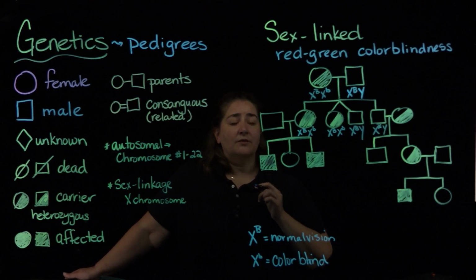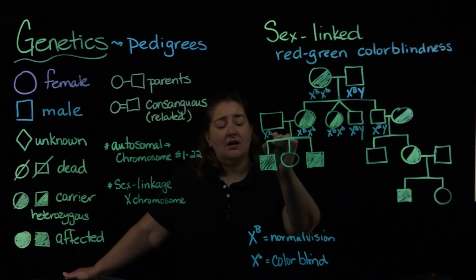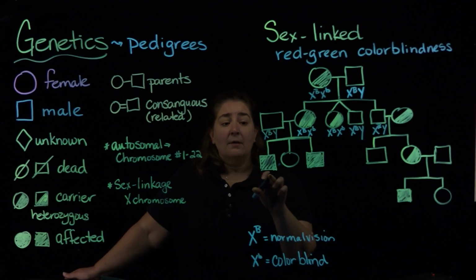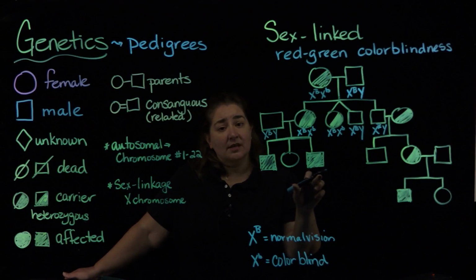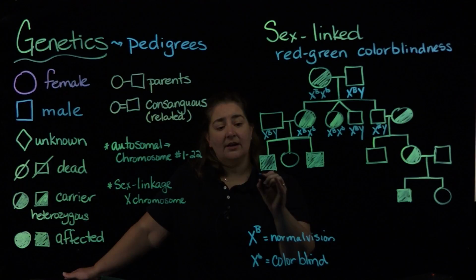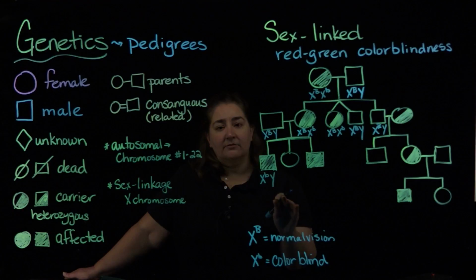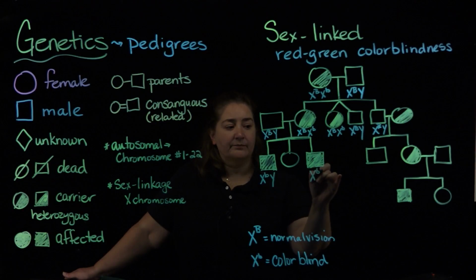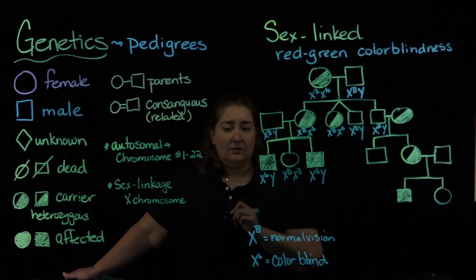So we can figure out their genotypes. The carrier daughter marries a man who is not colorblind. But they have sons that are colorblind. The only way their sons would end up being colorblind is if they inherited the mutant allele from mom and they got the Y from their dad. In this case, this daughter is unaffected. She got this allele from dad, and we know she had to have gotten this allele from mom.